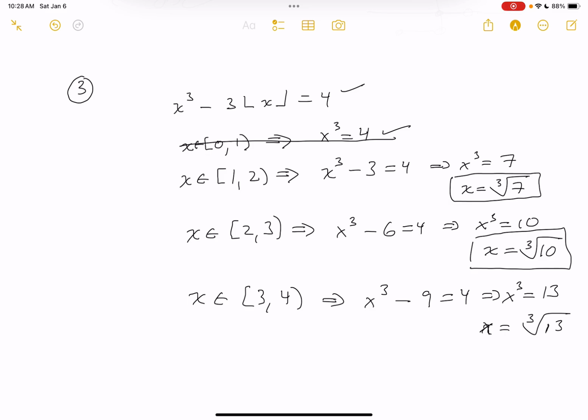All right, if I could calculate, it'd be a lot easier for me. But let me see. You know what? That's not possible. And I'll tell you why. Looking at the cube root of 13, it's nowhere near 3. Right? Because 3 cubed would be 27. So I can say this one's out of the question.